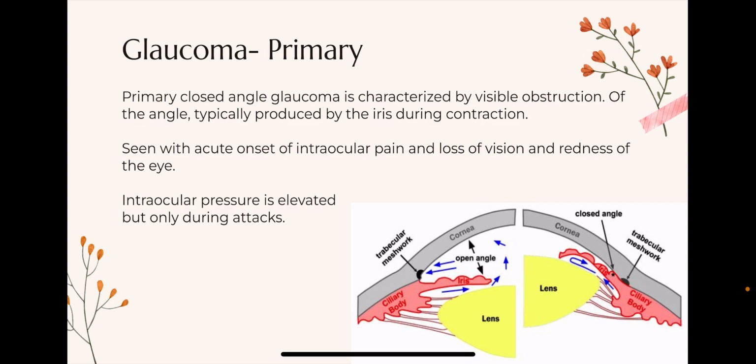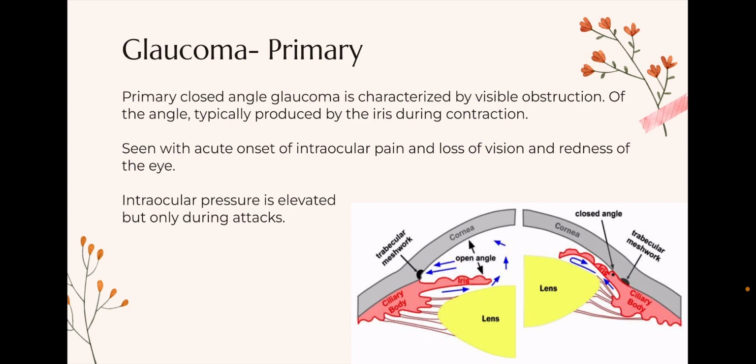Then we have closed angle glaucoma, which is characterized by the visible obstruction of the angle. Typically, this is produced by the iris during a contraction. So you can see open angle, there's nothing going on there. Everything's still working, but there is an obstruction in that trabecular meshwork, most likely. While in closed angle, you can see the iris, and it's contracted, so there's no flow, right? You can see the flow in the open angle, but there's no flow in that closed angle.